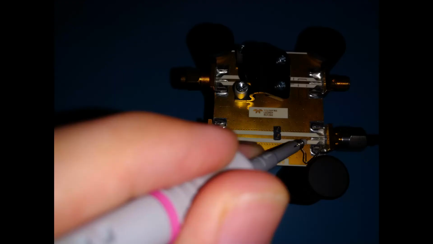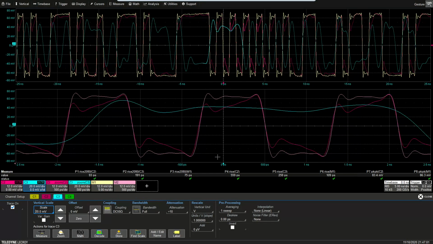So what happens if we get rid of some of this L and switch to a spring ground? That's looking quite a bit better. There are still some distortions. You can see we do have some loading from the 2 picofarad input capacitance, and we also have some overshoot.